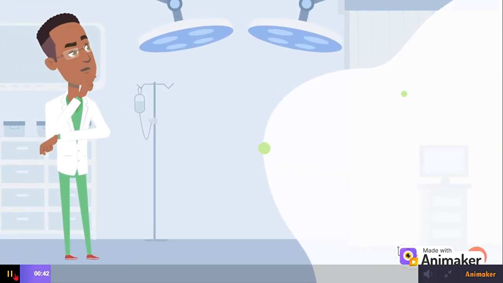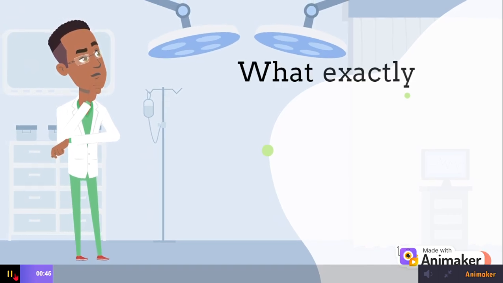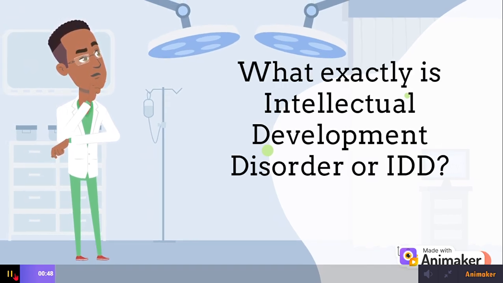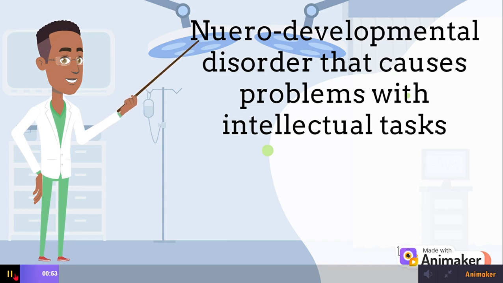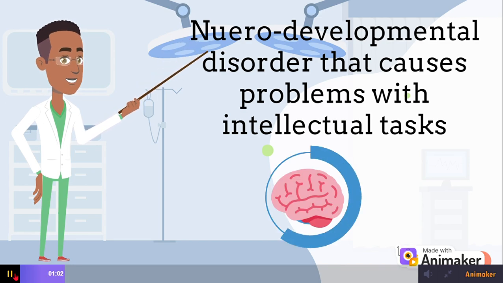You may be wondering what exactly is intellectual developmental disorder. I can help you to answer this. Intellectual developmental disorder, or IDD, is a neurodevelopmental condition diagnosed in individuals with significant limitations in intellectual functioning and adaptive behaviors. The individual has trouble with things like learning, communicating, thinking rationally, planning, and even performing basic self-care skills.